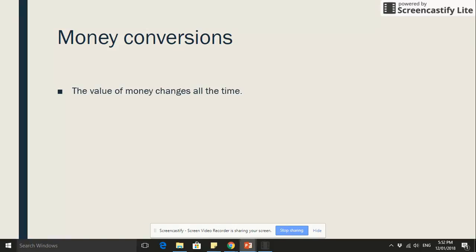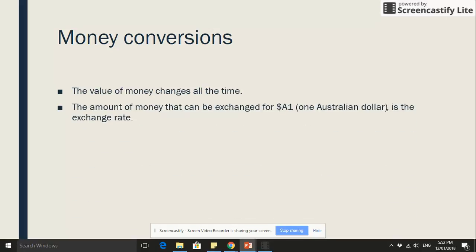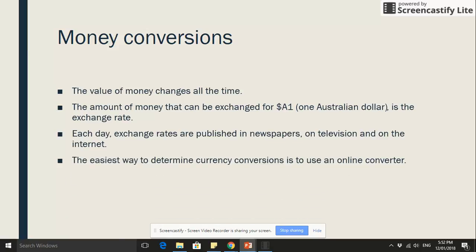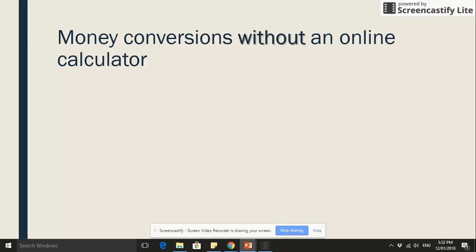So, the value of money changes all the time. The amount of money that can be exchanged for one Aussie dollar is called the exchange rate. Each day, exchange rates are published in the newspapers, on television, and on the internet. The easiest way to determine currency conversions is to use an online converter. Really, really easy. But we're going to try without it.